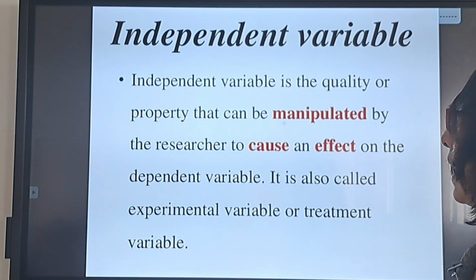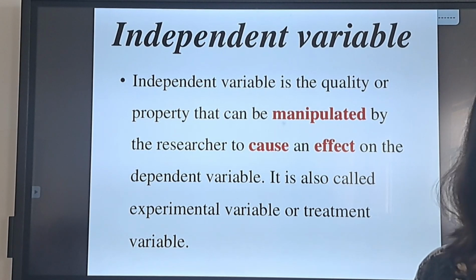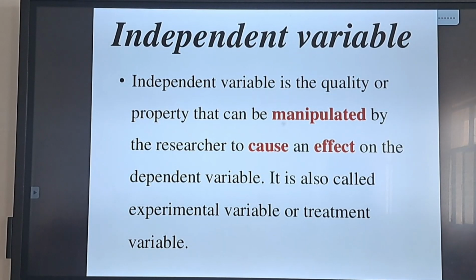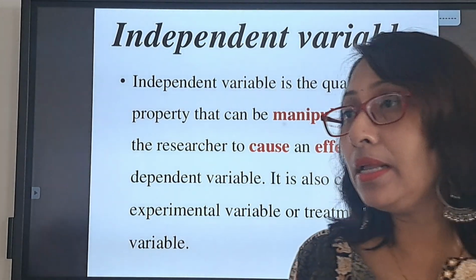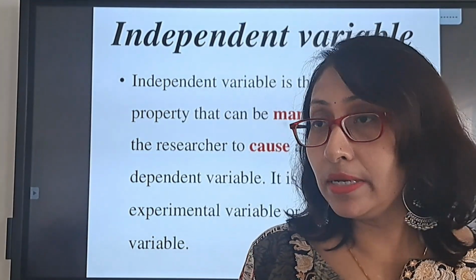Clear to all of you? That is how you can see it has an impact on the dependent variable. So it is also called the experimental variable or the treatment variable. Remember this: the independent variable is also called the experimental variable or the treatment variable.